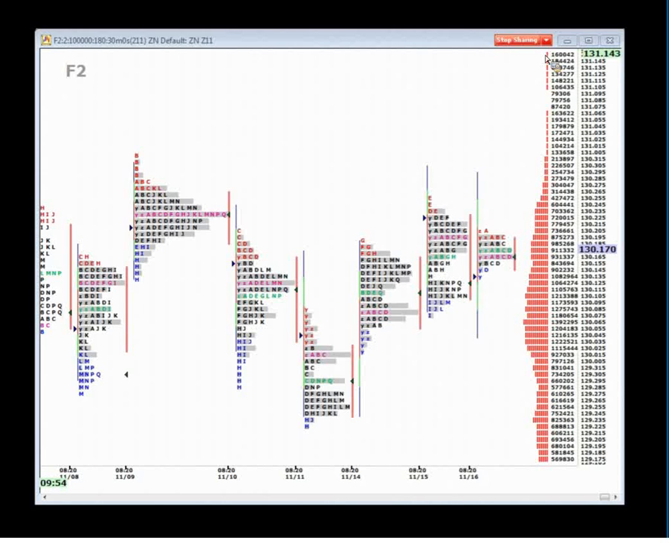Okay, we haven't broken the initial balance area on this contract yet. And based on what's going on in the E-mini, you would anticipate it breaking lower, but it hadn't happened. So here we are, just kind of motoring sideways.